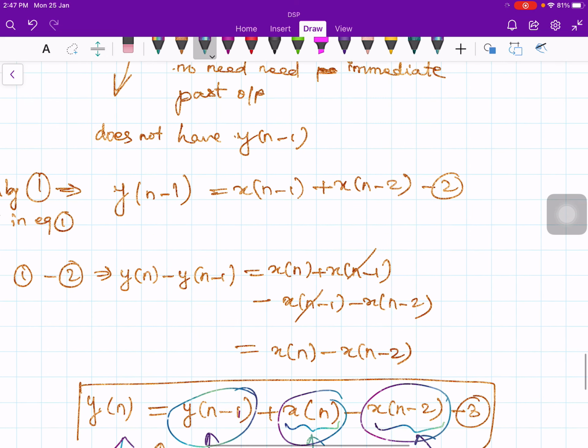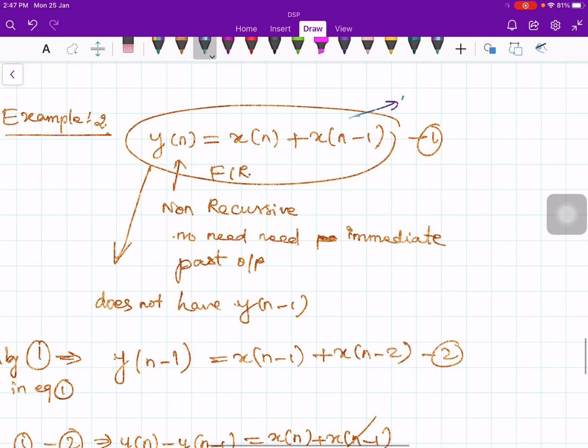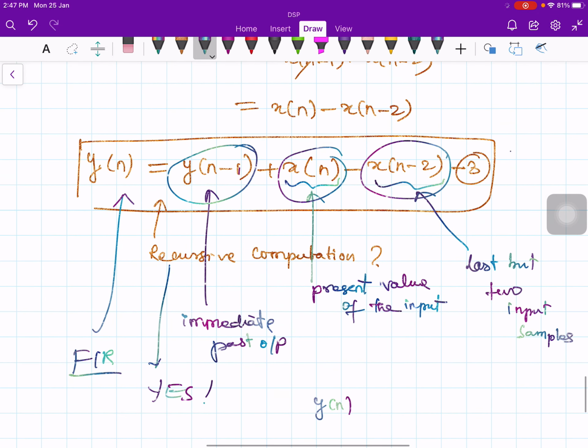Either you can compute using equation number 1 non-recursively, or you can compute recursively. It's up to you. Similarly, IIR can also be computed either recursively or non-recursively. The two terms should not be confused with each other.